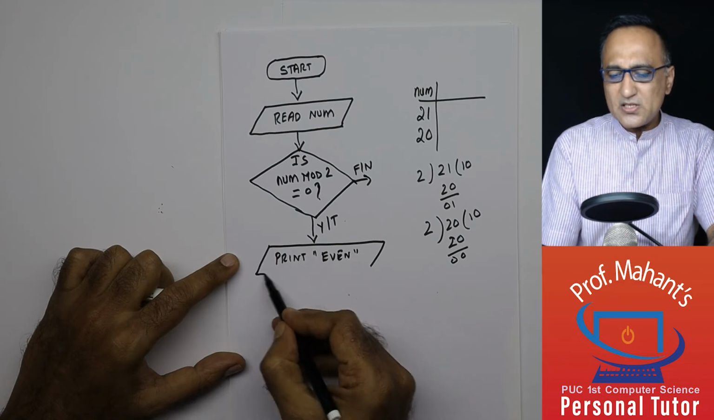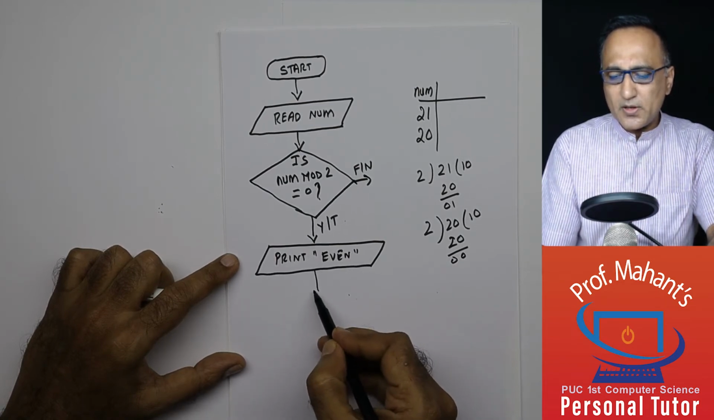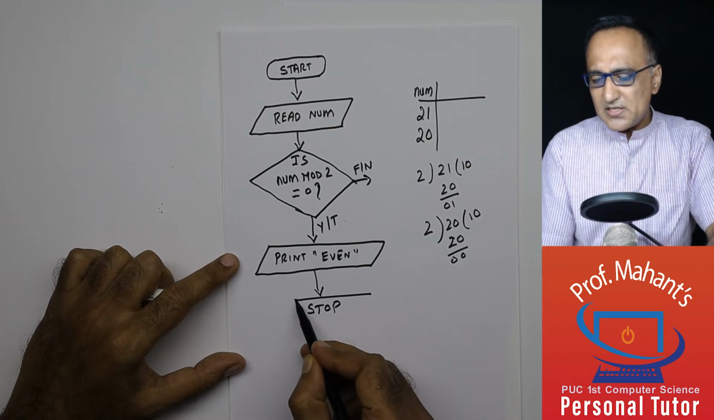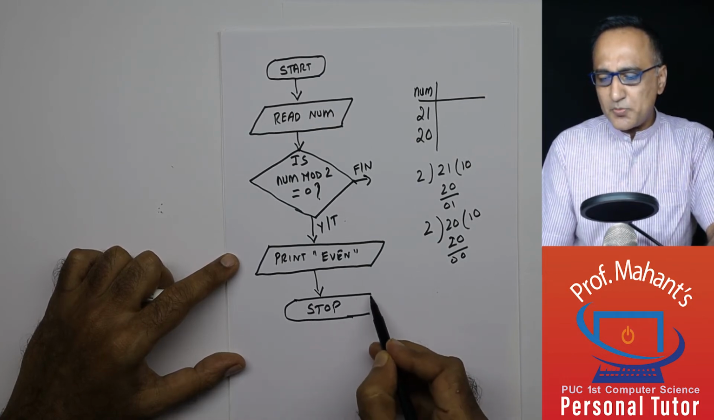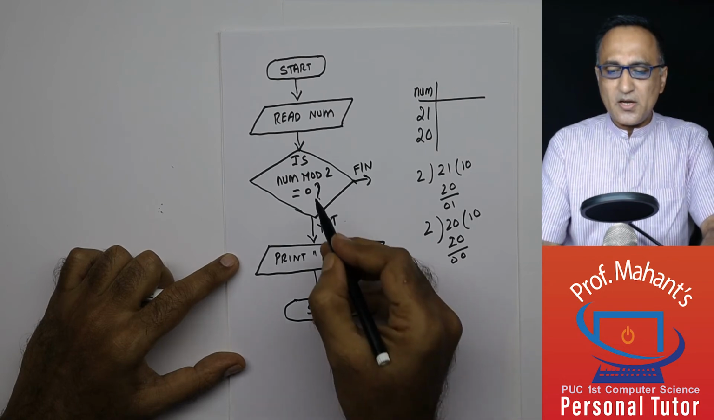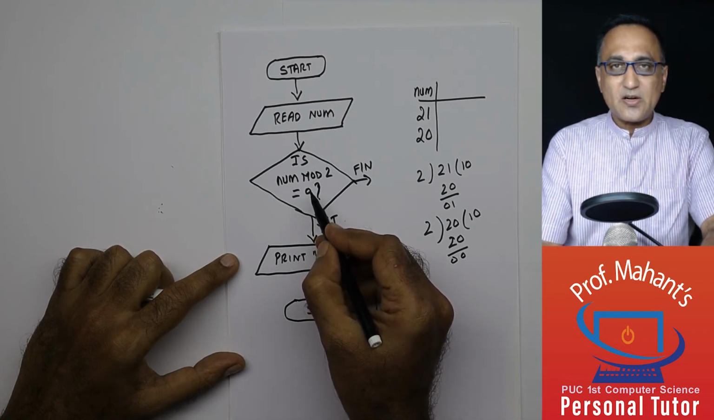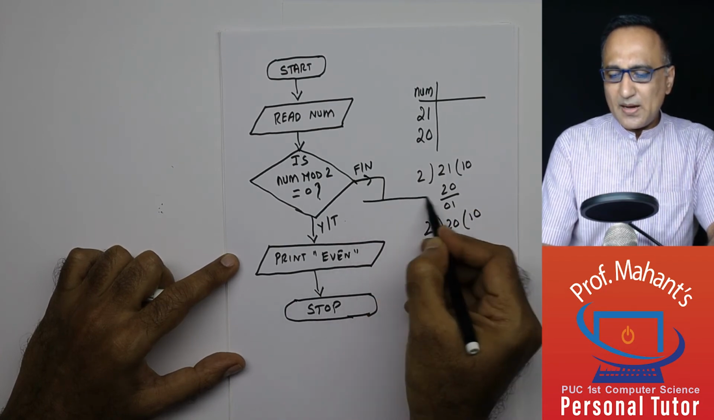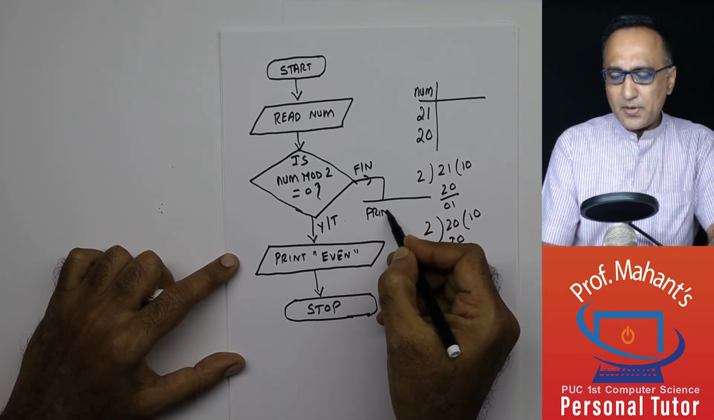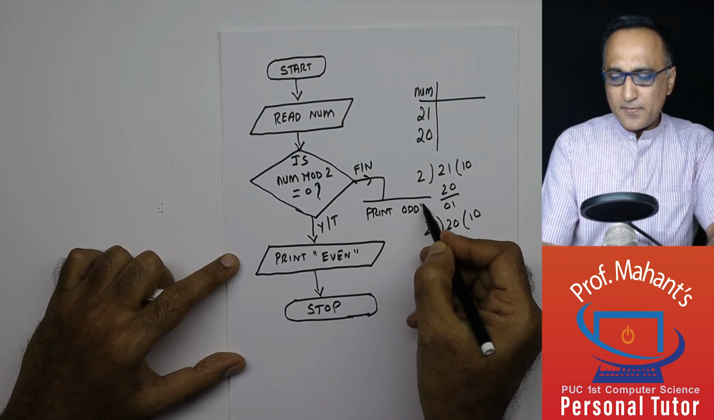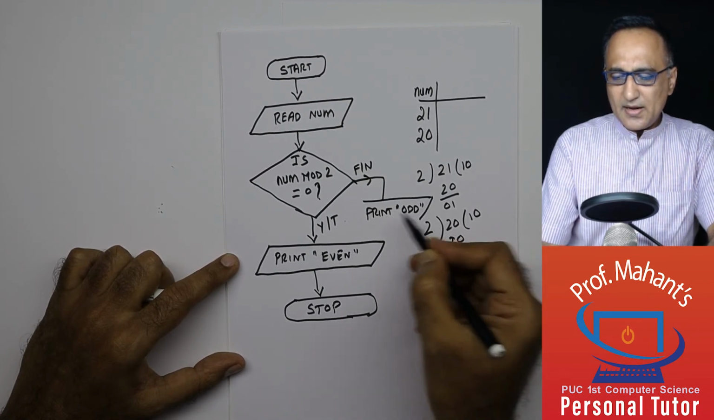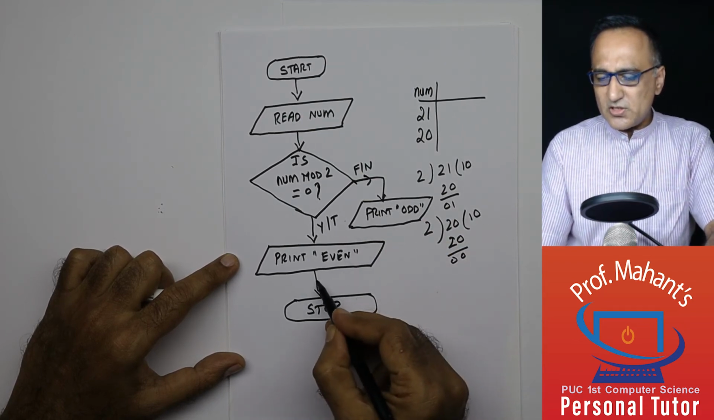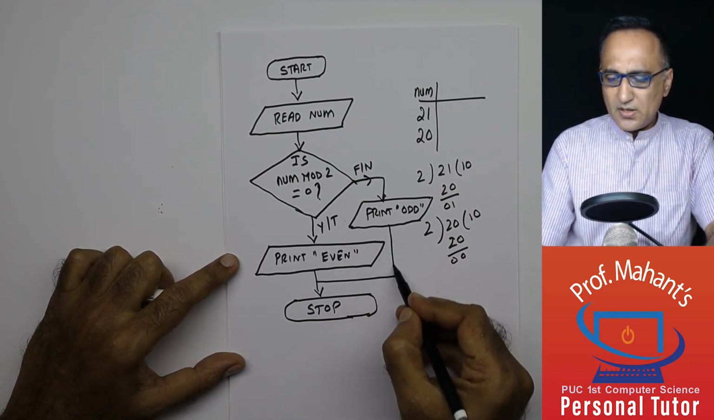I am using this symbol because I am doing an output. Then I can come down here and then I can stop. But I still need to deal with one more option. What is the other option? Whether the number is odd. So here I'm just going to do a very simple thing. I'm just going to say print odd. And I can just close this here. Not the neatest of flowcharts, but it gets the work done.